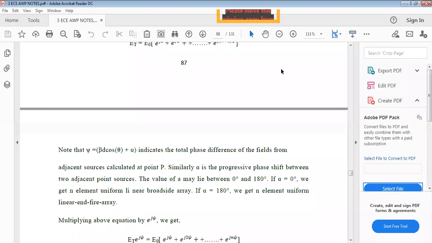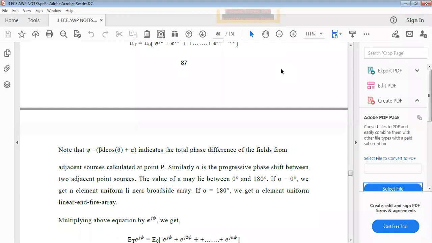Okay, good morning, students. Today's topic is pattern multiplication. But what we learned from that third unit, so far we have discussed so many topics. But today's concept is pattern multiplication. In yesterday's class, what you learned is uniform element array.